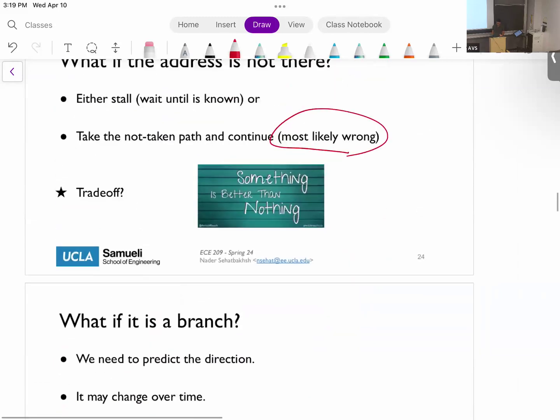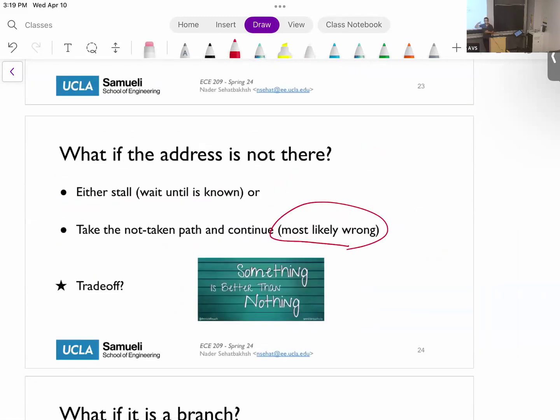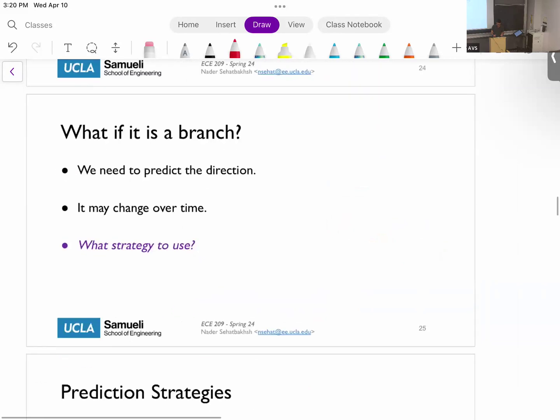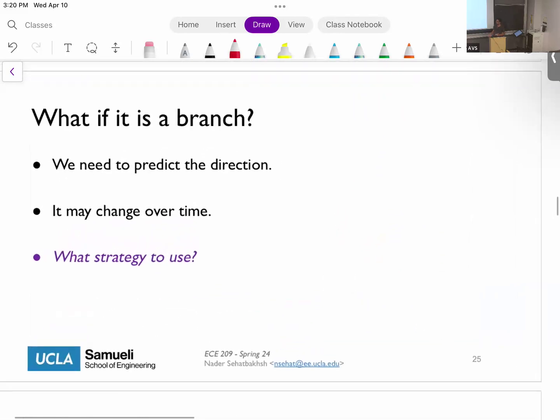Okay, so now we know about these basic ones. We know if it's a return, what should we do? If it's an unconditional branch, what should we do? Now let's talk about the conditional ones. That's the big deal for us. What we need to predict is the direction, right? So we need to know whether this branch is taken or not taken, and then continue.